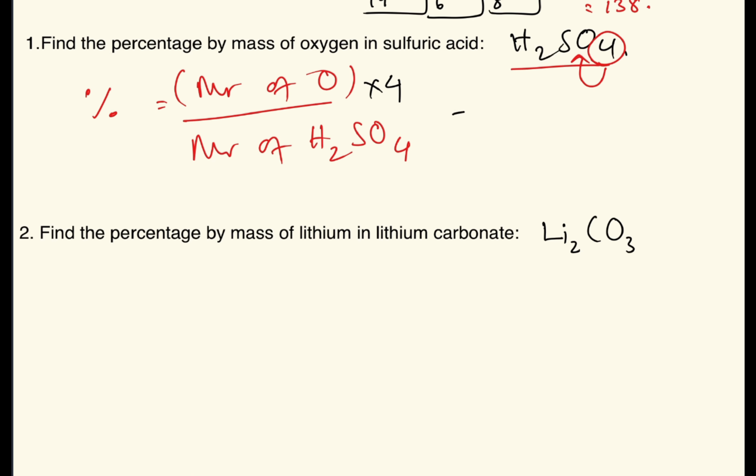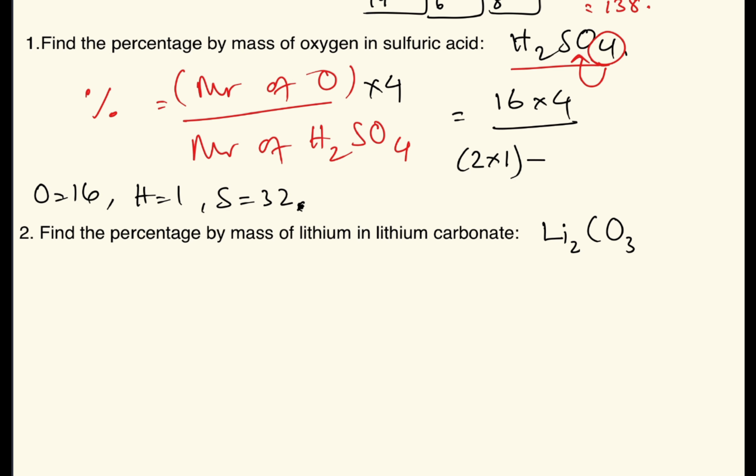So let's go ahead and find that. 16 is our mass number for oxygen. This time I'm just going to show it as oxygen is 16, hydrogen is 1, sulfur is 32. So 16 multiplied by 4, divided by 2 multiplied by 1 for the hydrogen, plus your sulfur, which is 32, plus your oxygen, which is 16 multiplied by 4. And then times that by 100. So the value for that is about 65%.